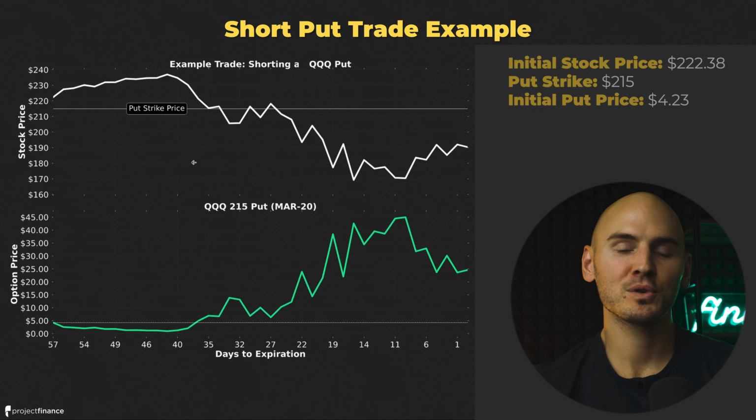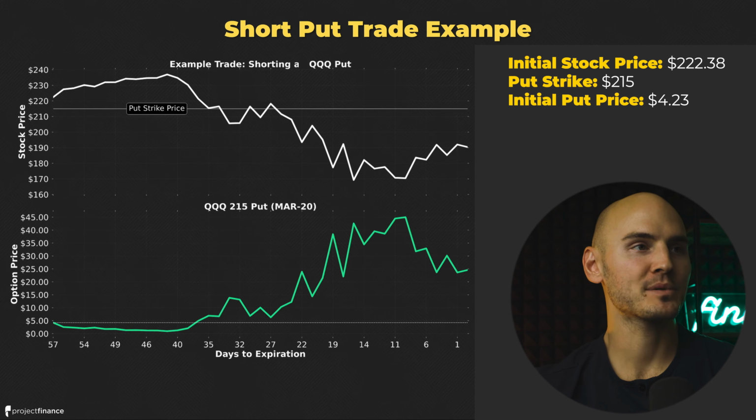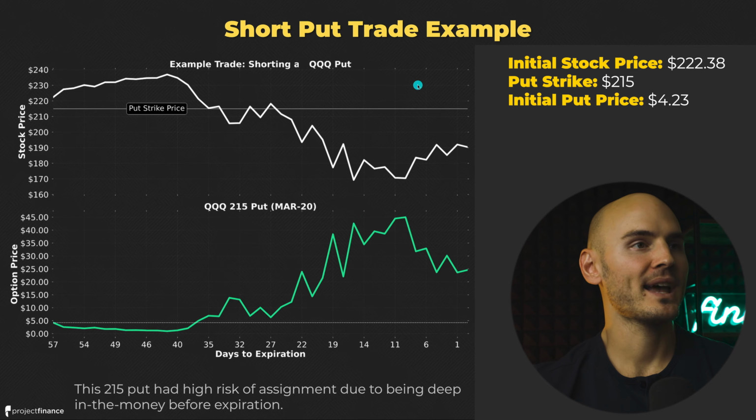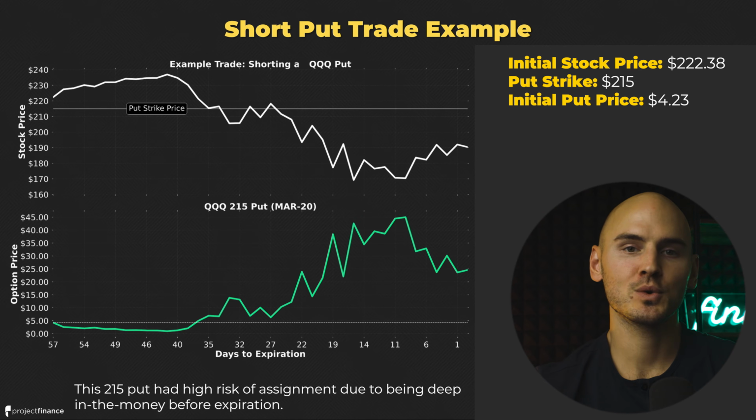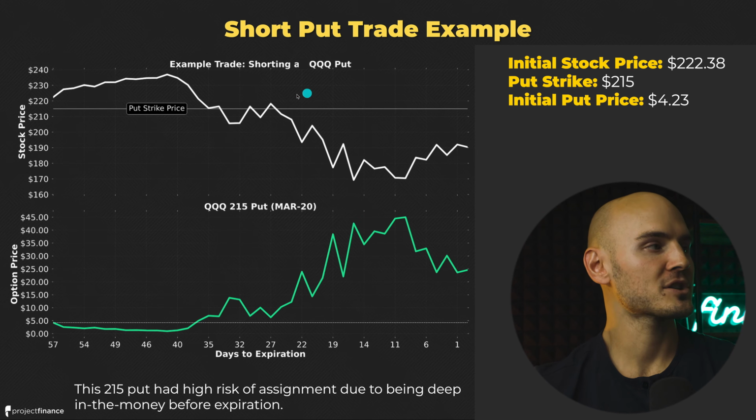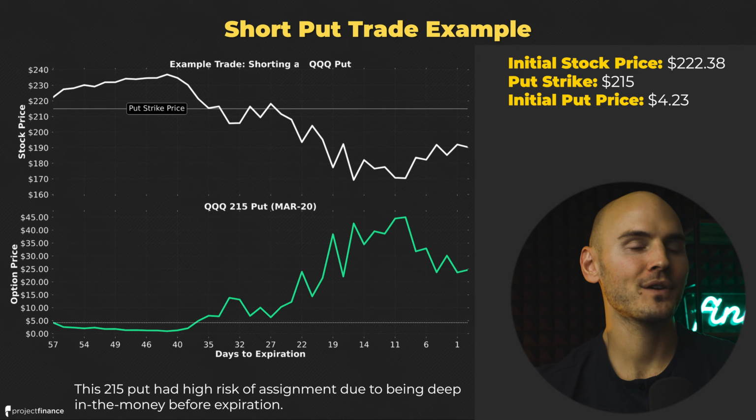And in this last example, we're looking at a huge loss when shorting put options, which is in QQQ, and this was when the stock market crashed in 2020. So we have an entry stock price of $222.38. The put strike price was $215, 57 days to expiration. The entry put price was $4.23.